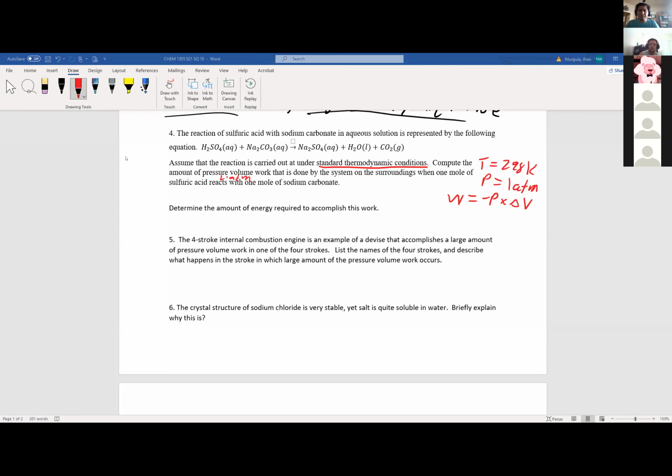Yeah, there's two more things. It says to compute the amount of pressure-volume work that is done by the system on the surroundings. So from that, is your work going to be positive or negative? Negative, right? And the last thing is that it says when 1 mole of sulfuric acid reacts with 1 mole of sodium carbonate. With that, you should be able to figure out the volume, because you'll have your pressure, your n, your constant, and your temperature.